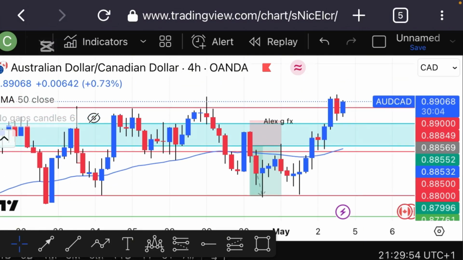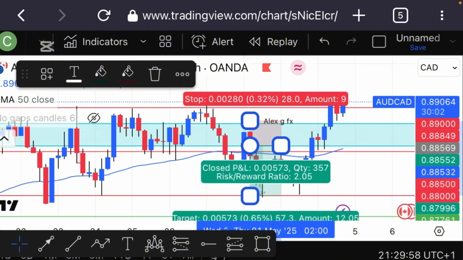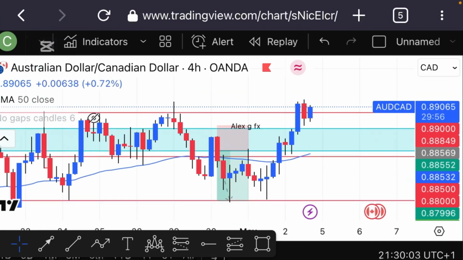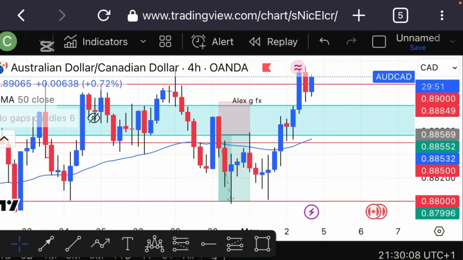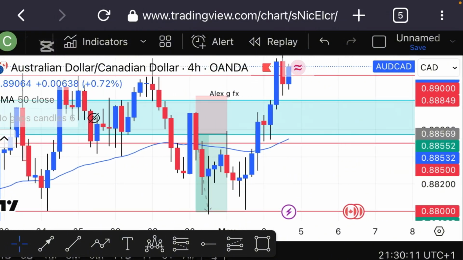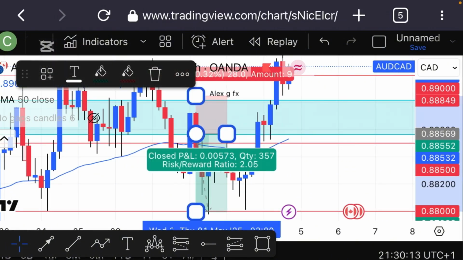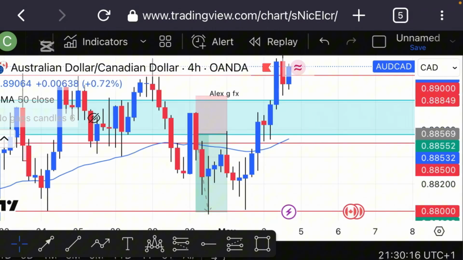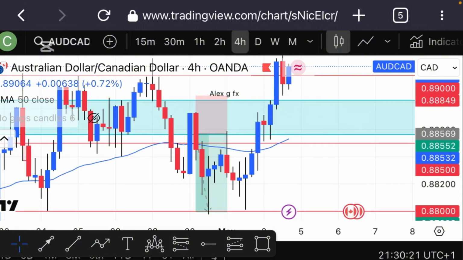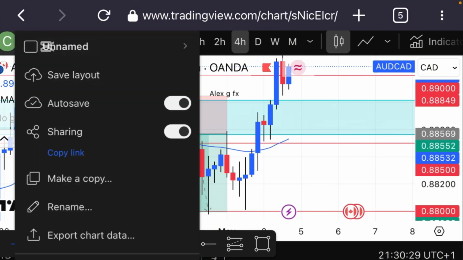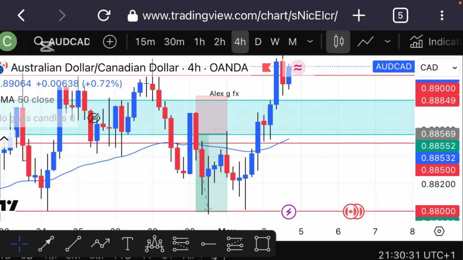So this trade played out perfectly, and he called it to perfection. He also made a good amount of money. He shared this on his private Telegram and also his free Telegram. So if you guys want to check him out, you can also search for Alex G and learn a lot from him, like I did. And with that said, I think this was the last pair on the list.